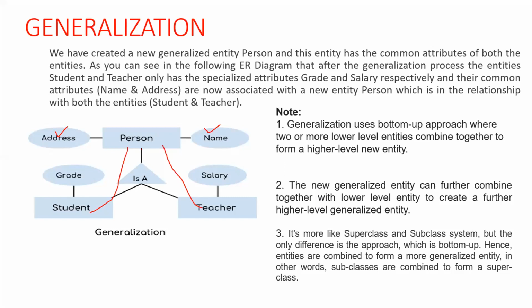Okay, so here the new generalized entity can further combine together with lower level entity to create a further higher level generalized entity. If there are any lower level entities, you can combine with them. Okay, so this process we can call a generalized entity. It is more like a subclass superclass system. We are combining from lower levels, which means these two are subclasses. We are going to generate the superclass, that higher level. So this relation we can say subclass and superclass.